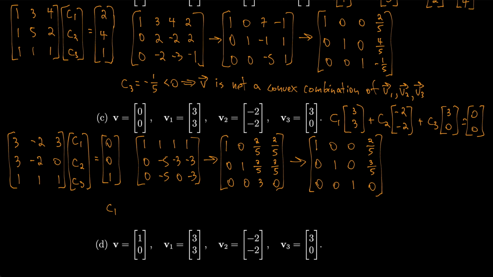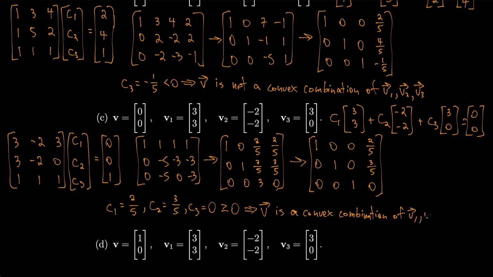So we could just set C1 equal to 2/5, C2 equal to 3/5, C3 equal to 0. They're all greater than or equal to 0, so that means that V is in fact a convex combination of V1, V2, and V3.